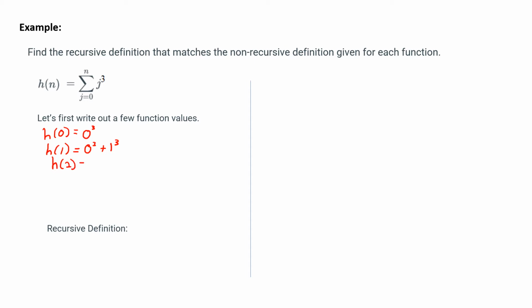H of 2 has 3 terms. H of 3 has even one more term. So you see that each time we get bigger, we have one extra term, and this last term is the new one. So let's see if we could write a recursive definition here. If I wanted to just define what h of n is, let me do that again here.